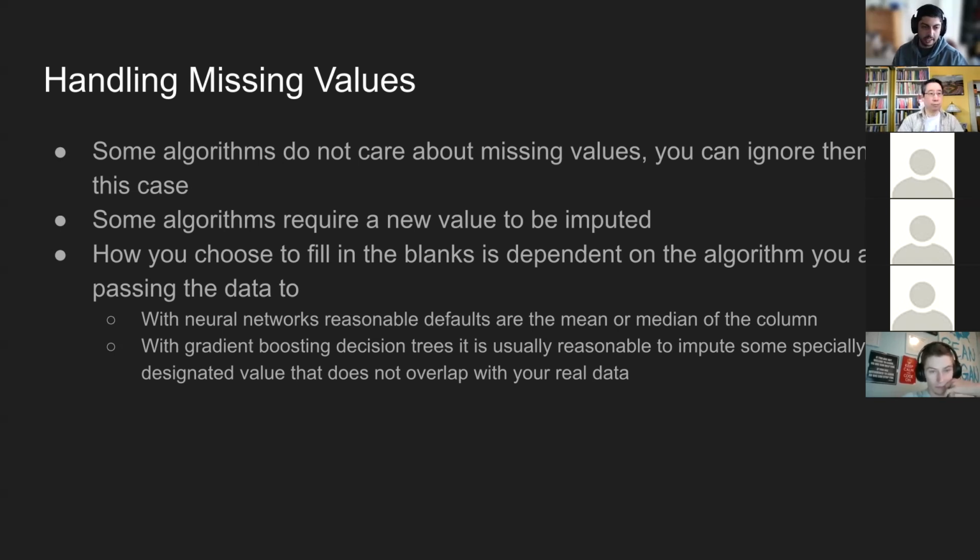If you're doing neural networks, which we're not really focused on right now, but I just wanted to point out, it's pretty reasonable to fill in with the mean or the median for that column, because you need to impute some reasonable value that doesn't screw up the neurons of the neural network. So that's the handling of missing values. For some algorithms, it matters. For some algorithms, it doesn't really work.